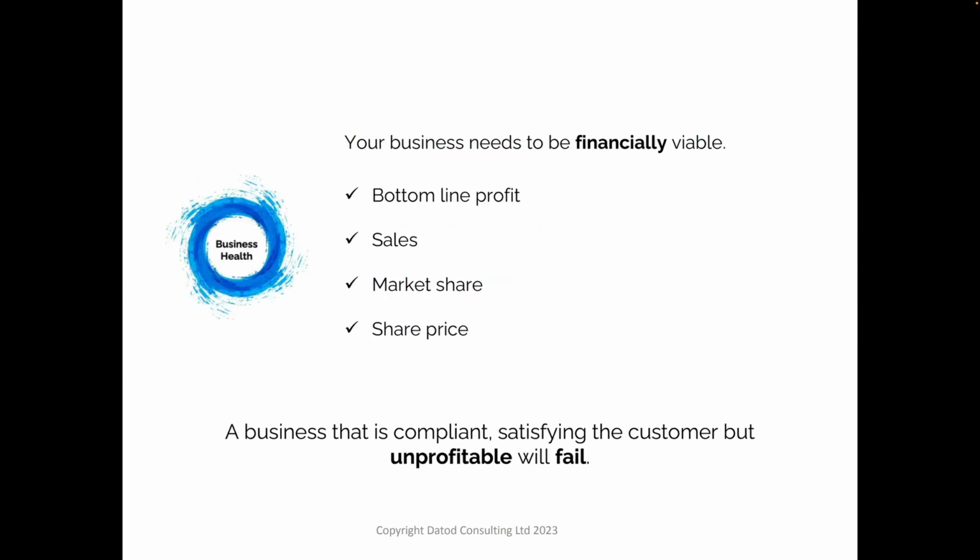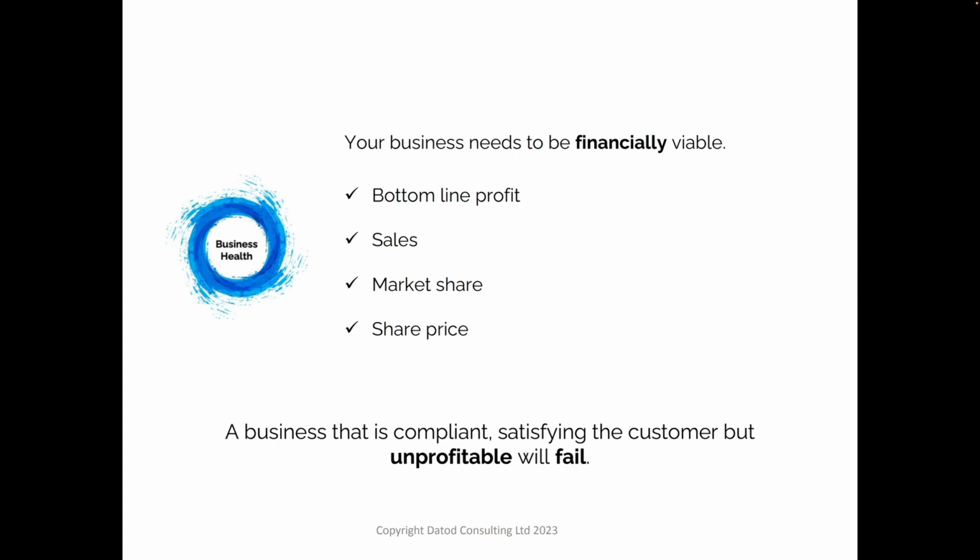Now, the third group, business health, are really concerned with, is your business financially viable? Is it making a bottom line profit? Is it selling products? Is it increasing market share? Is the share price going up? And in the same way, you can have conflicts between the customer groups in terms of their expectations. This customer group is really concerned with, is your business making money?